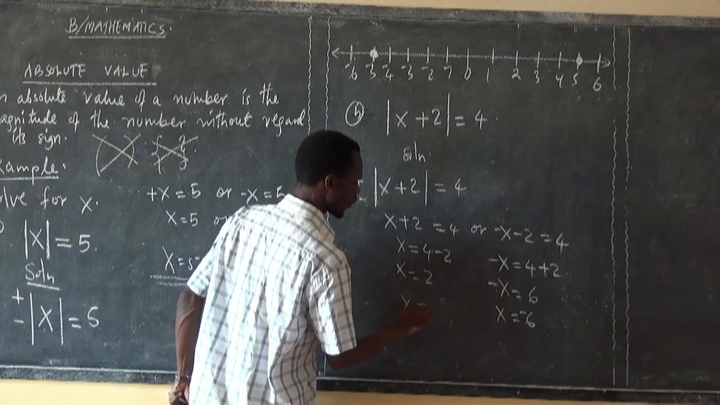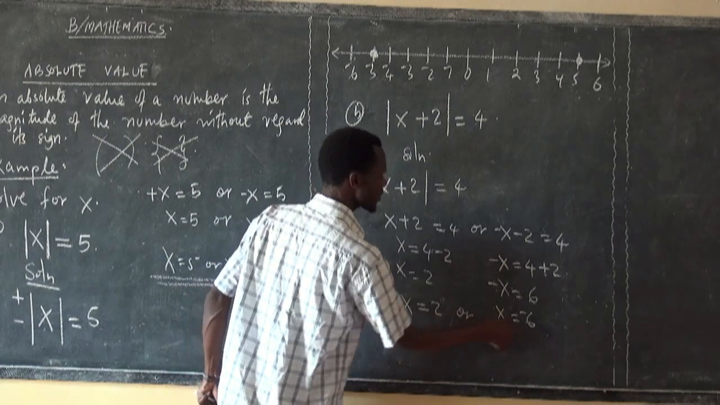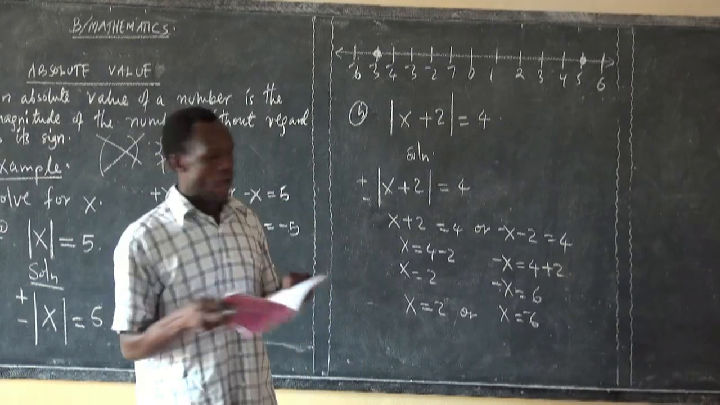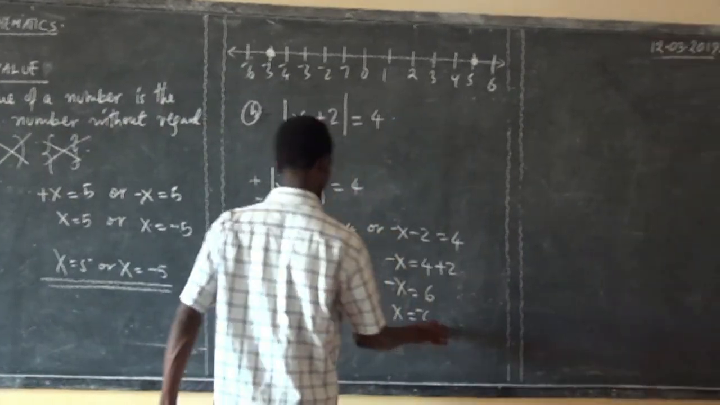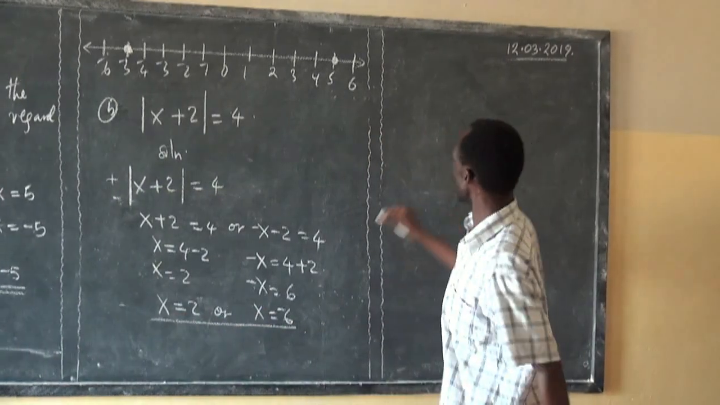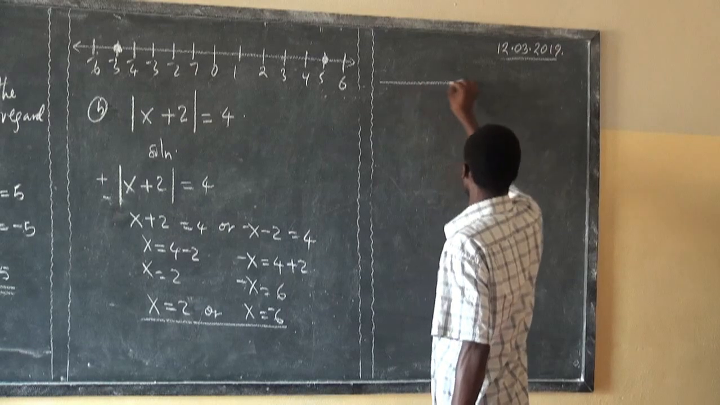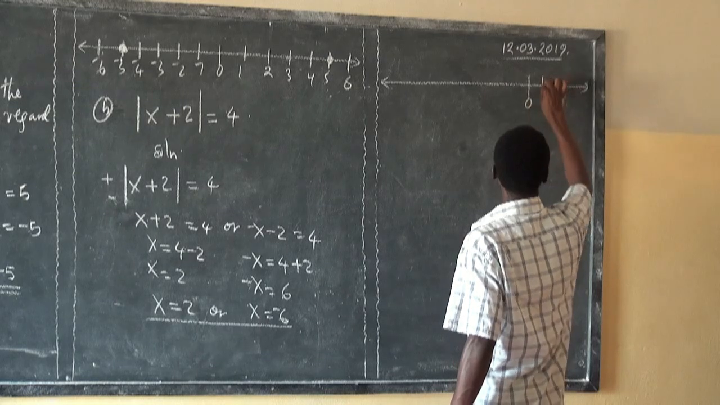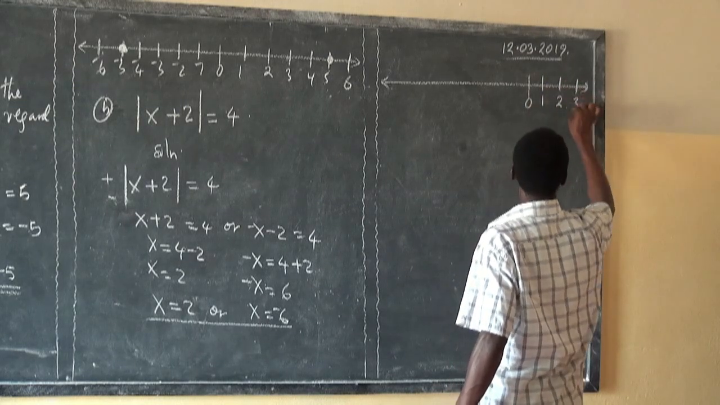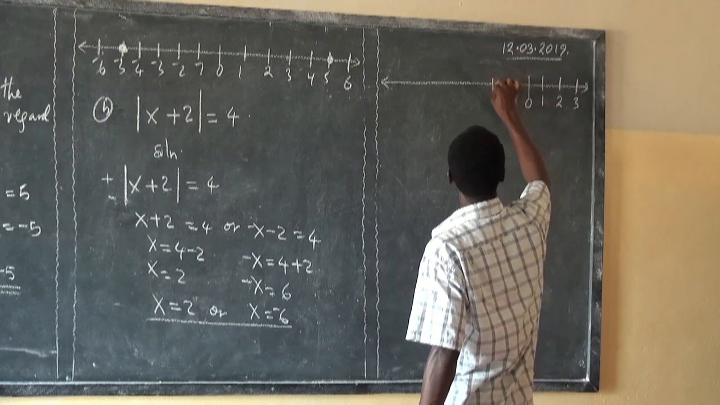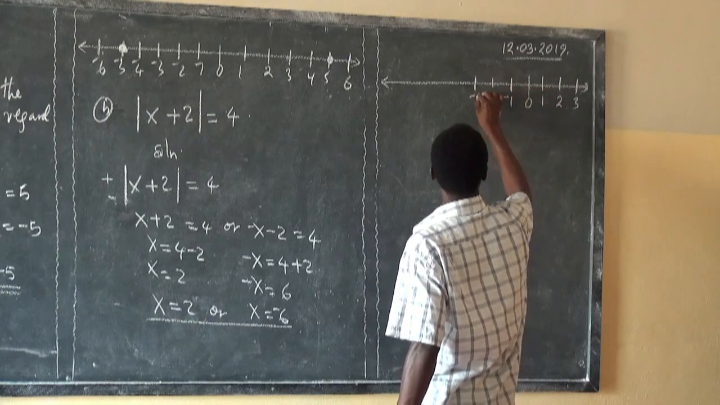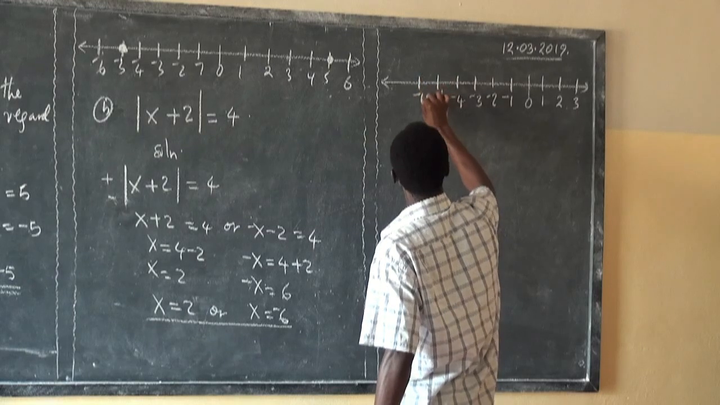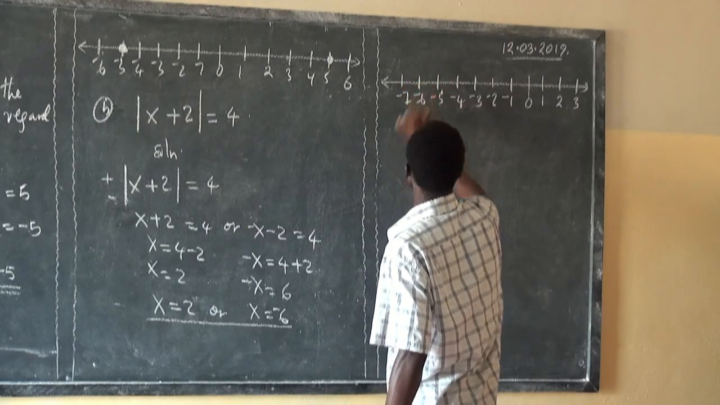Therefore, x is equal to 2 or x is equal to negative 6. Now we've been told we have to draw our answer on a number line. Drawing this on a number line, you draw a number line. You have 0, 1, 2, 3, then negative 1, negative 2, negative 3, negative 4, negative 5, negative 6, negative 7.